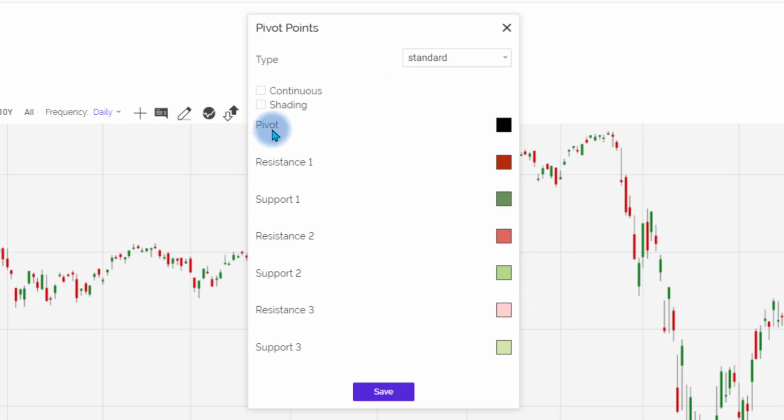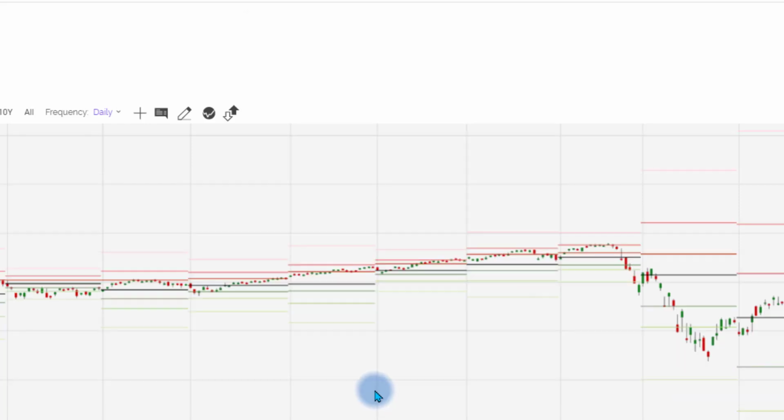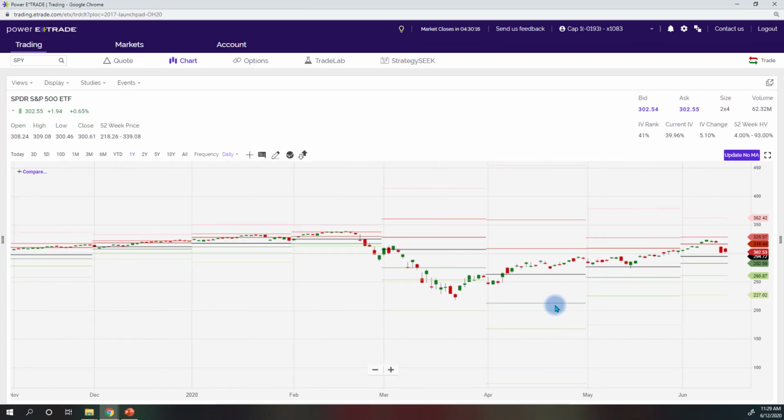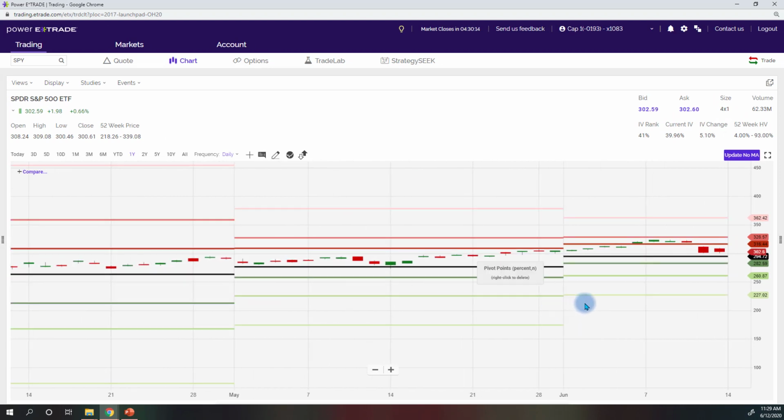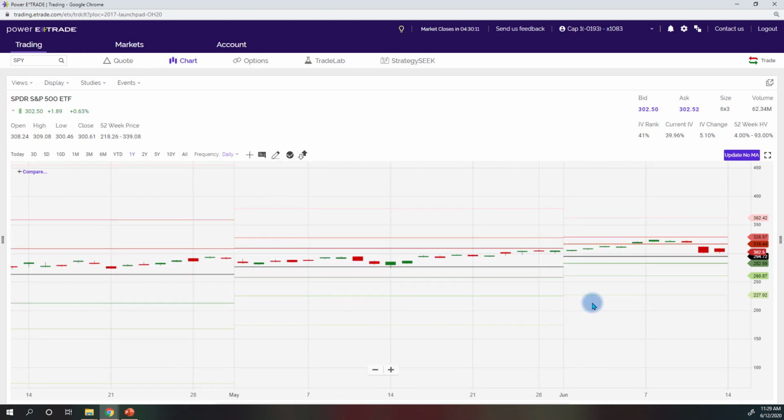So notice what they're looking for here. What color do you want your pivot point? Here's R1. Here's S1. What colors do you want to use? Here's R2, S2, and here's R3, S3. And so you just choose save, and there they are. So because I'm in a day chart, remember we're using the past month's data. So this is going to stay here, as you can see from the beginning of June, it hasn't changed. It's going to stay there all month.